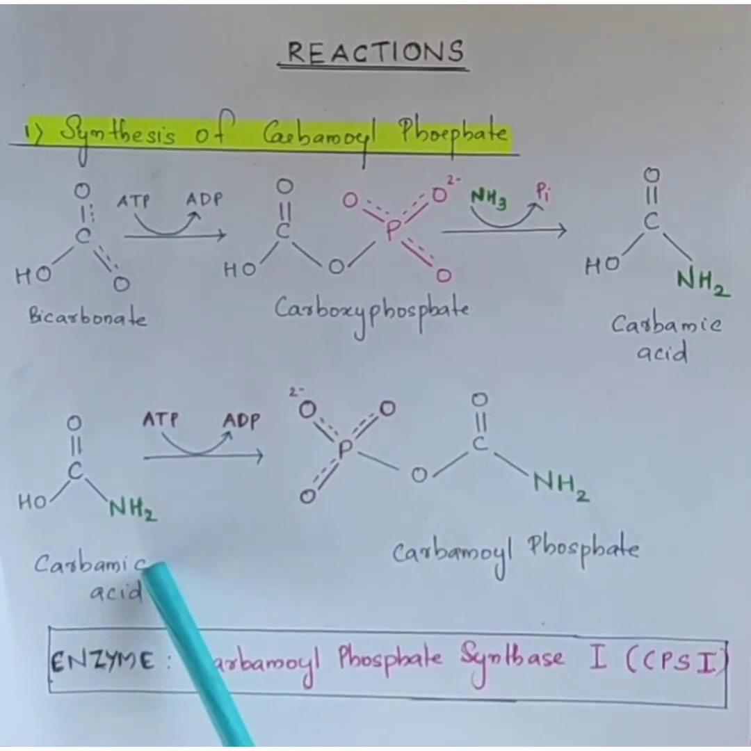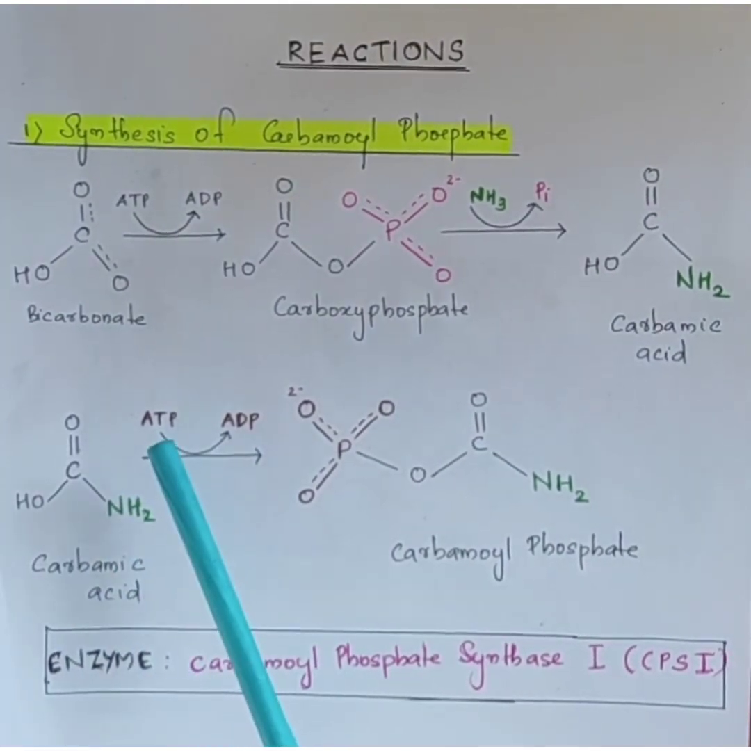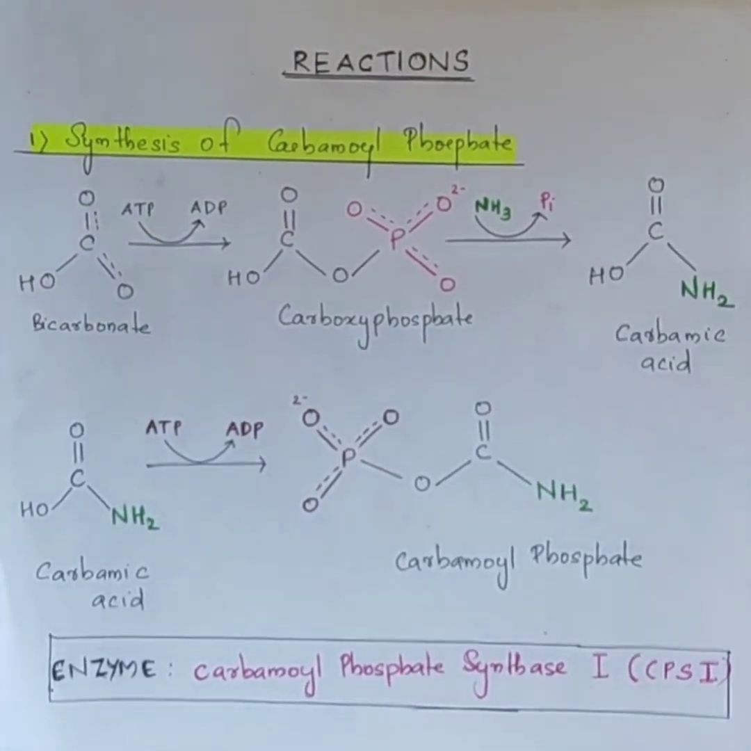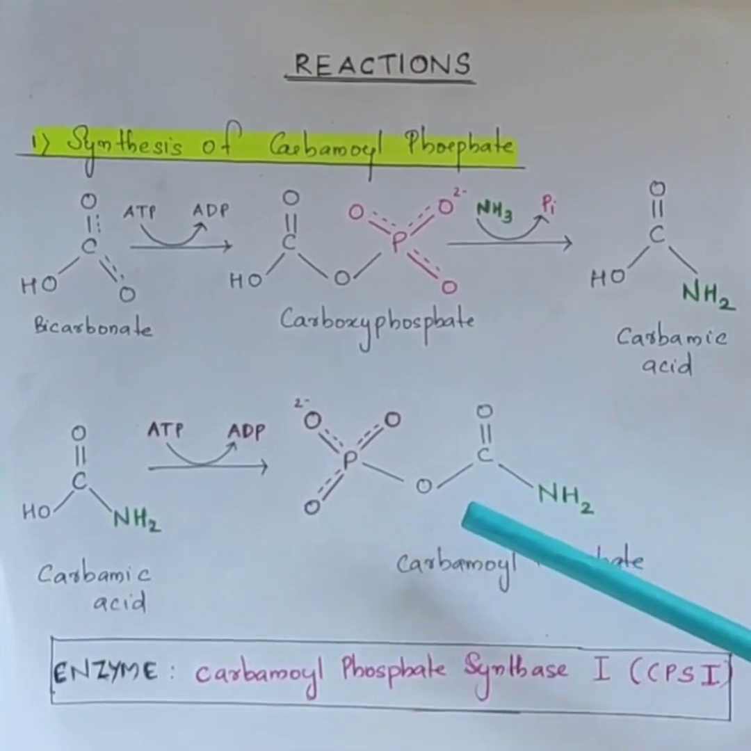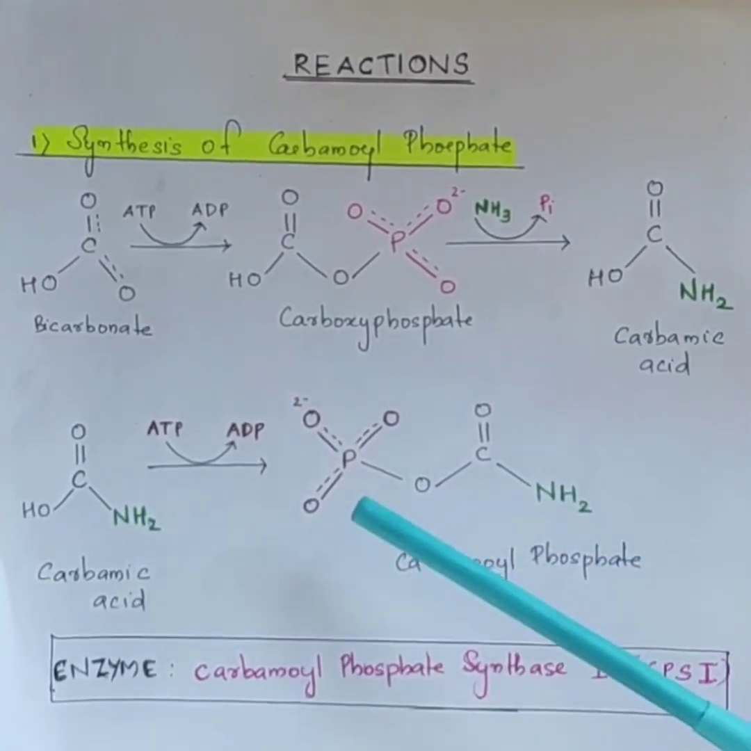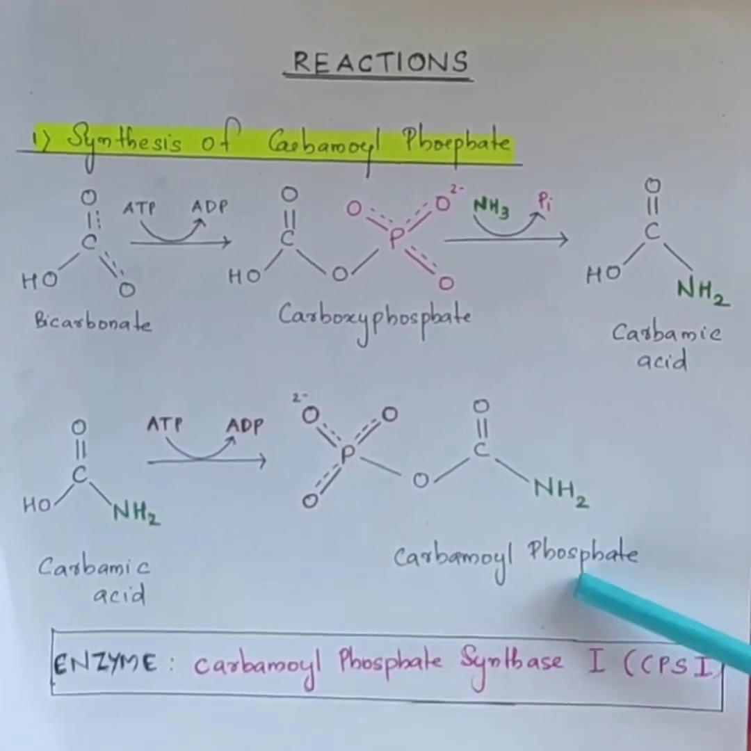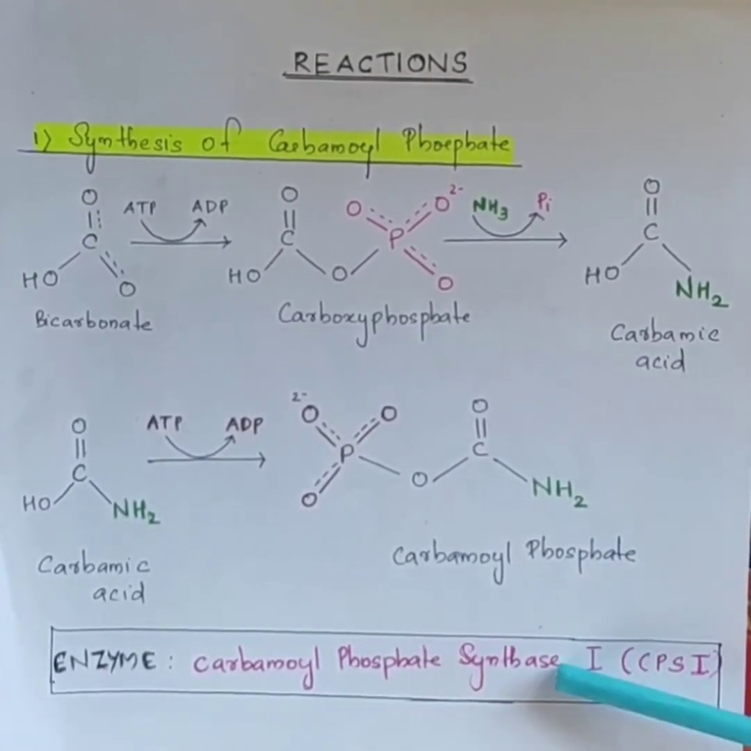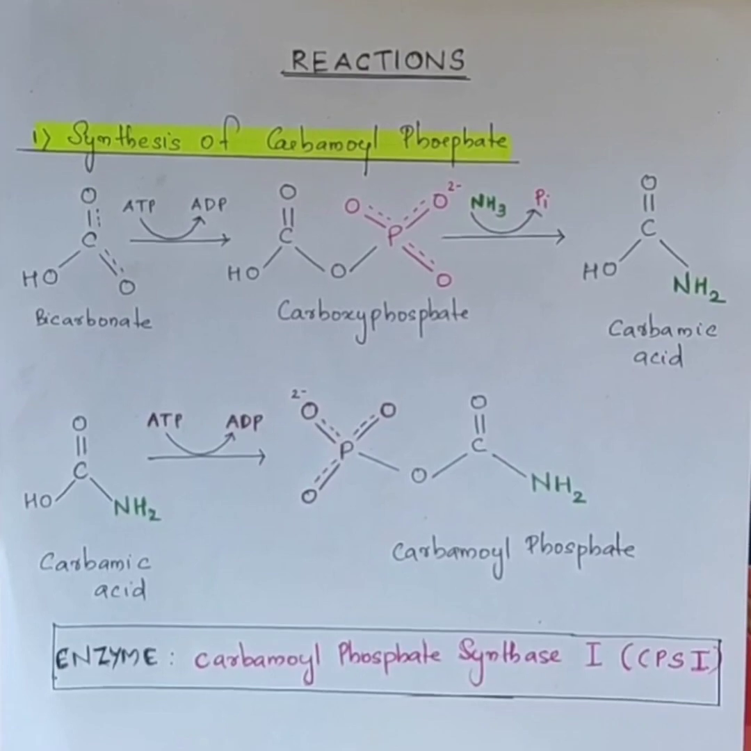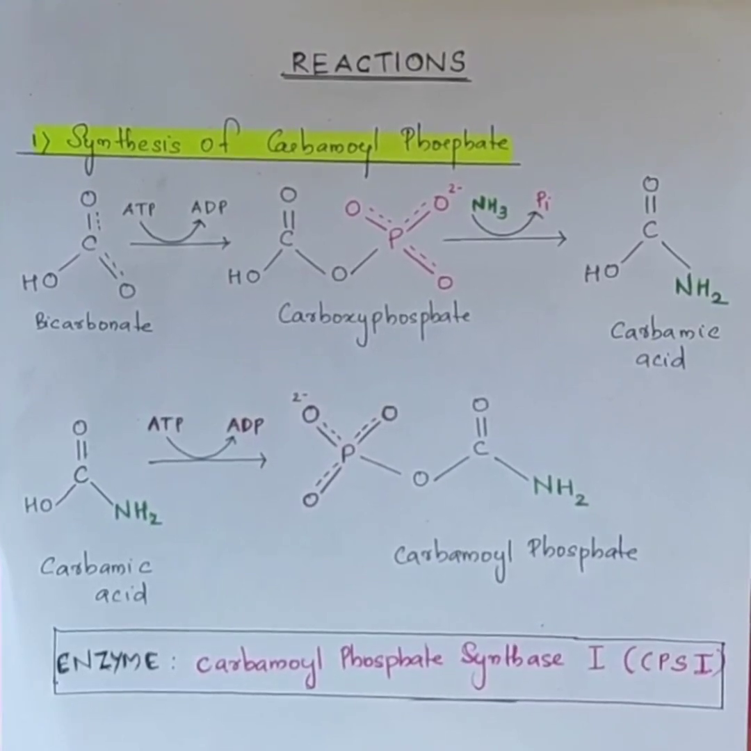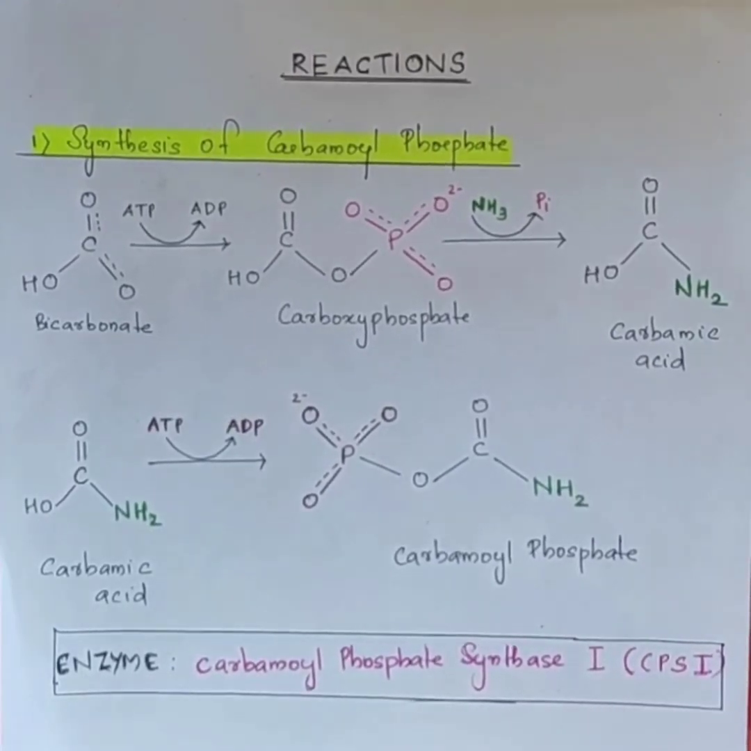Next, the carbamic acid reacts with ATP to form carbamoyl phosphate. Thus, we can say that the CO2 of bicarbonate, the NH2 of ammonia and the phosphate group of ATP join together to form carbamoyl phosphate in the presence of the CPS1 enzyme. This enzyme requires N-acetyl glutamate for its activity as a cofactor. So this is the first step of the urea cycle, that is the formation of carbamoyl phosphate.